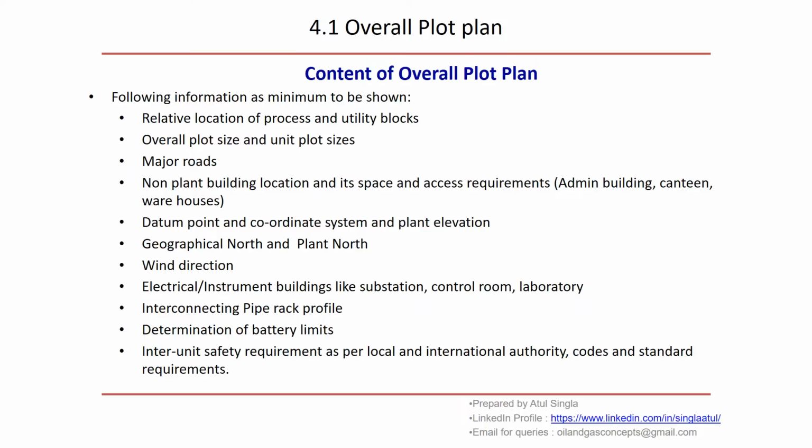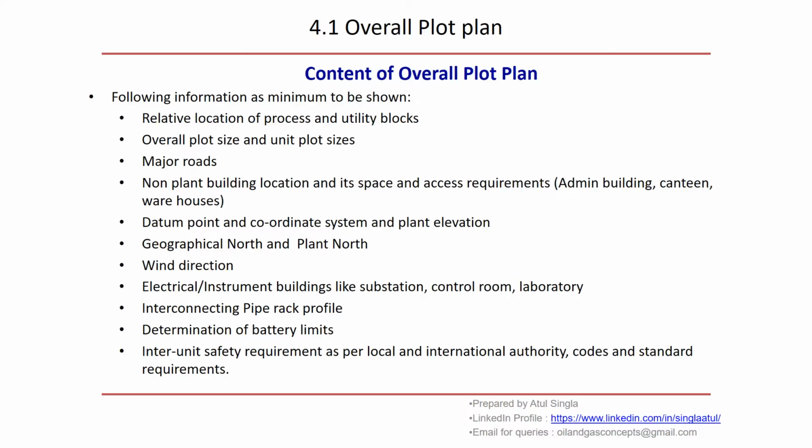Then let us look at what is the content which we need to show in any overall plot plan. Okay, so the relative location of process and utility block, this is the major thing which is covered in overall plot plan. And overall plot size and unit plot sizes. So sizes and number of blocks we show in overall plot plan. The next one is major roads. Road layout is always there in overall plot plan, so we can understand how all blocks or units are connected with each other. Non-plant building locations and its space and access requirements.